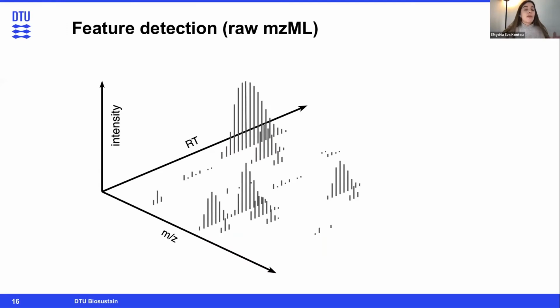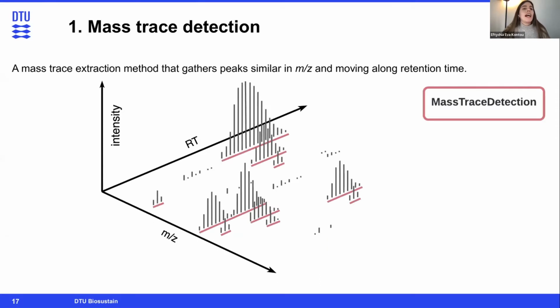So the first step of pre-processing is feature detection, something that Thomas Pluskal went into great detail about in one of the Mass Spec seminars that you can take a look at. Feature detection in OpenMS requires three different algorithms. So you introduce your mzML files to mass trace detection. That's the first algorithm.